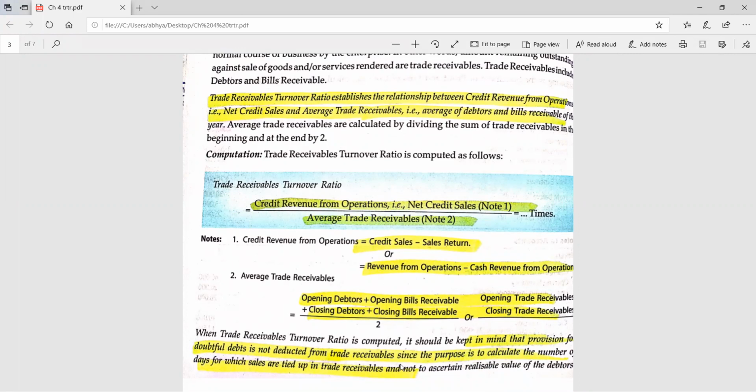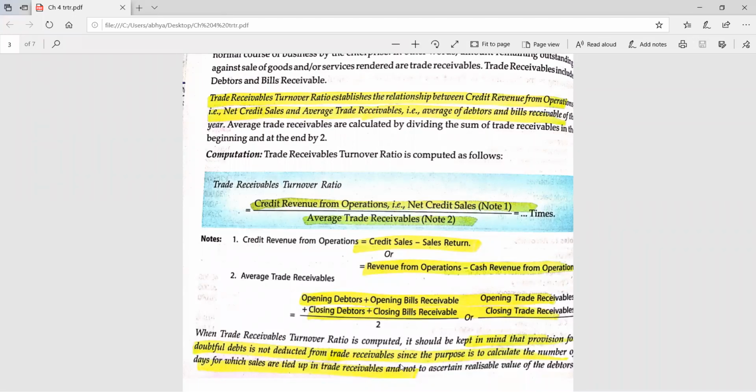Note this point. Only sales are given in the question and nothing is mentioned whether the sales are credit or cash. Then we will assume that the whole of the sales are credit sales. So the formula will be credit sales minus sales return.